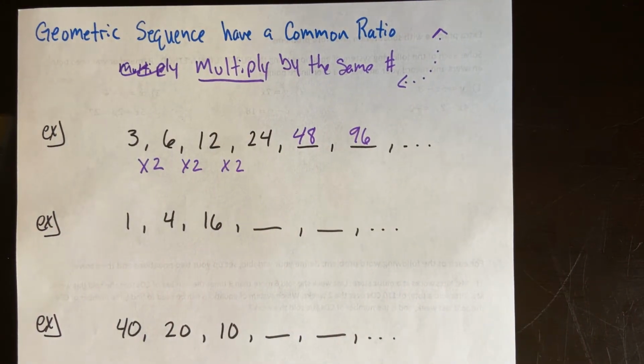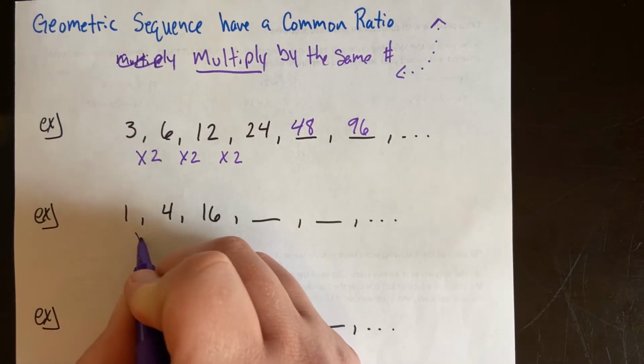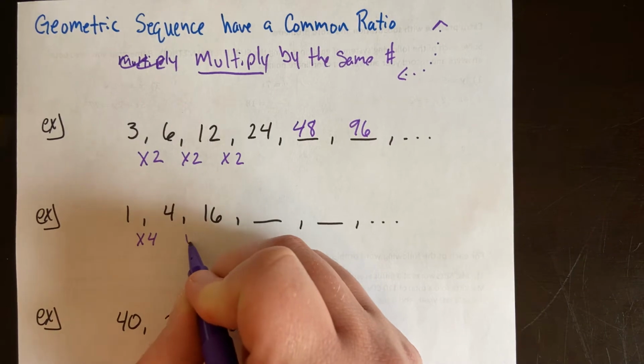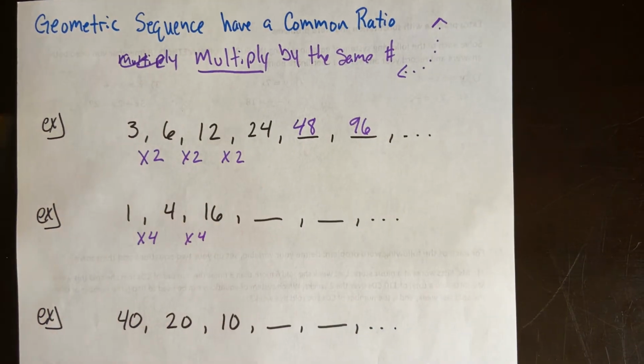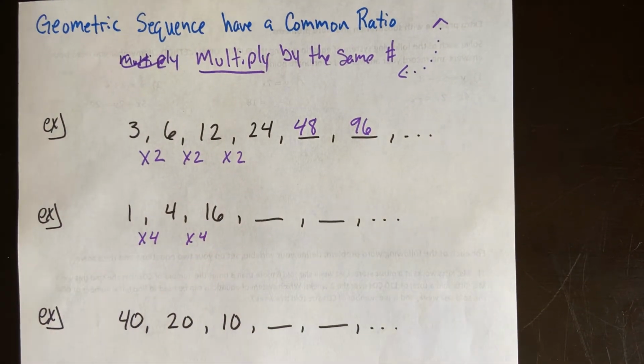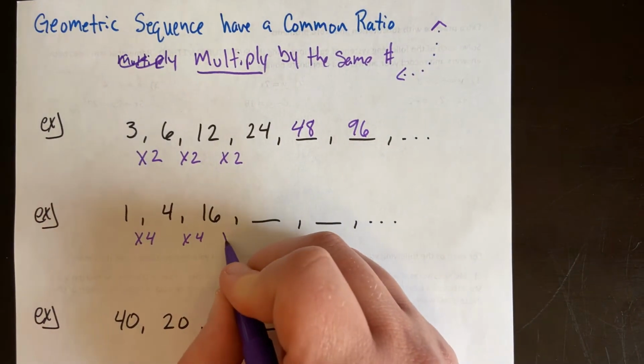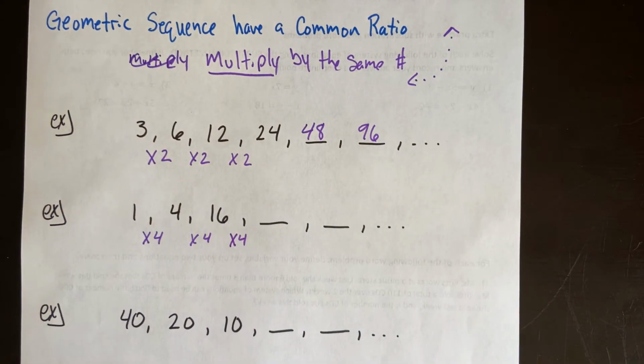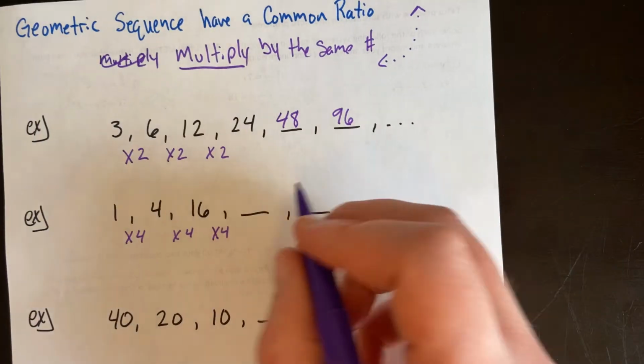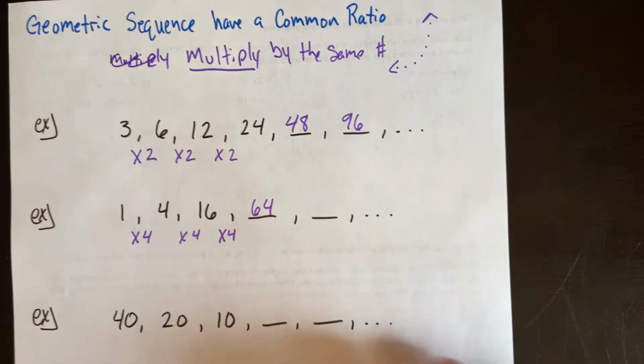Okay, so again, maybe this is another really easy example. You should be able to see that we're multiplying by 4. So the pattern here is times 4. And again, using that pattern, or that common ratio, to get from one number to the next, I'm going to use that 16 and multiply it by 4 to get to my next number. So it looks like it's going to be a 64.